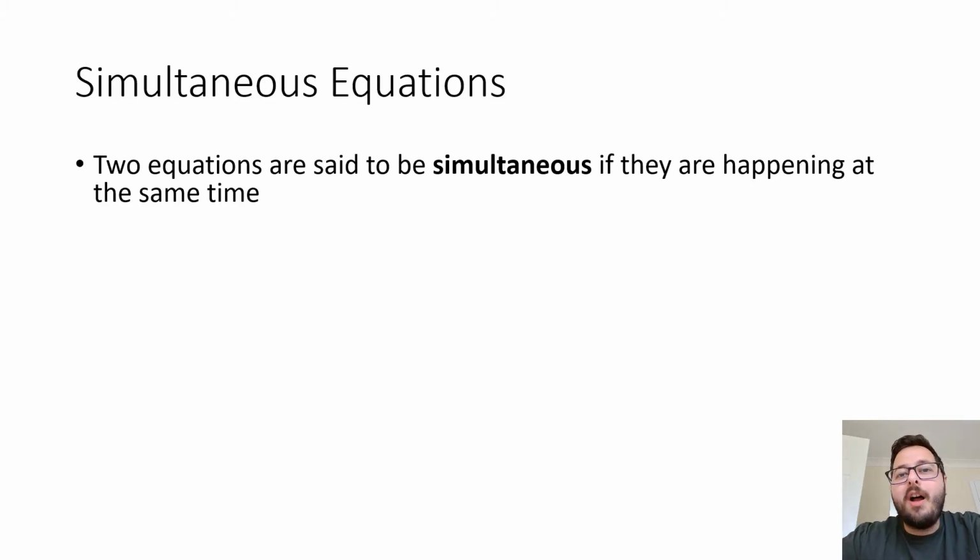Okay, so what are simultaneous equations? Well, two equations are said to be simultaneous if they are happening at the same time. So if you saw two equations and you saw their graphs, they will be simultaneous when the graphs cross. So that point where they're both happening at the same time.